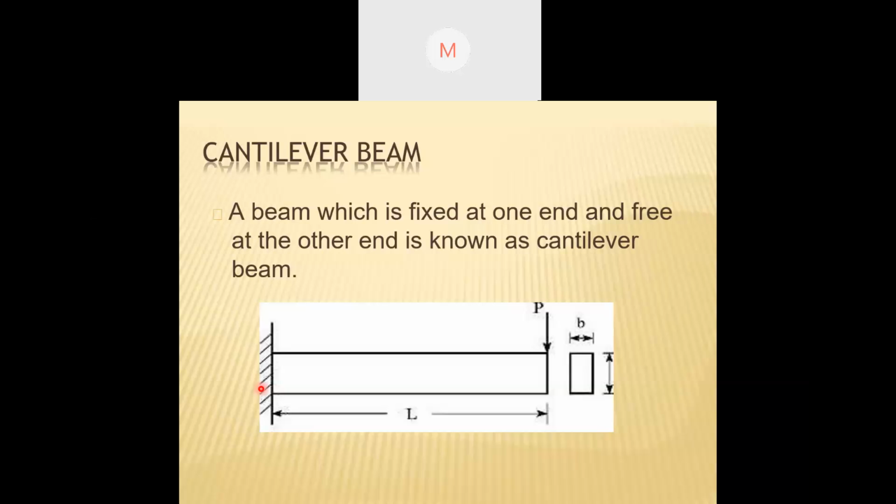Free. Now, someone asked me in the last class whether the load can be applied only at the end or in the middle. Everywhere, the load can be applied. The load combinations may also be different, right? So the beam is fixed at one end and it is free like this. This is basically known as a cantilever beam.